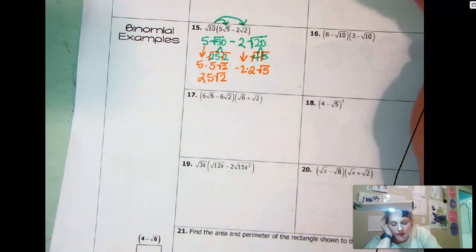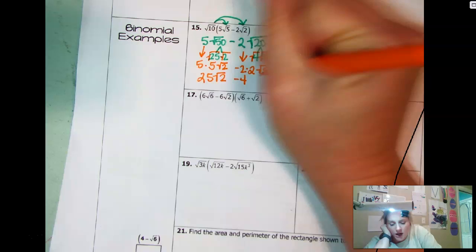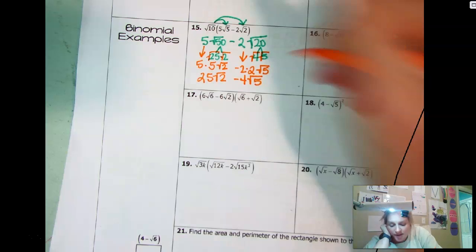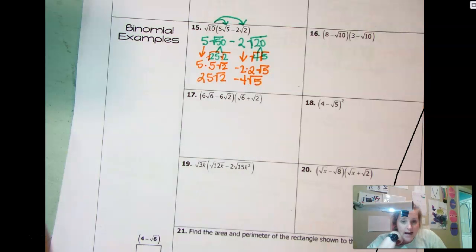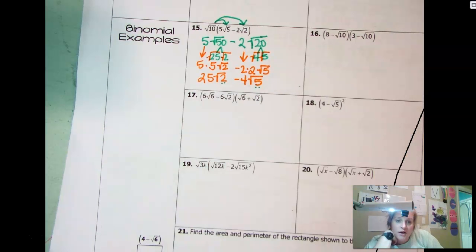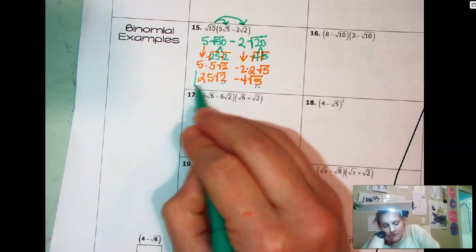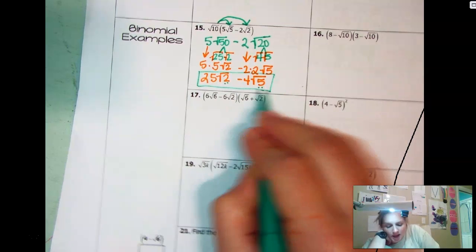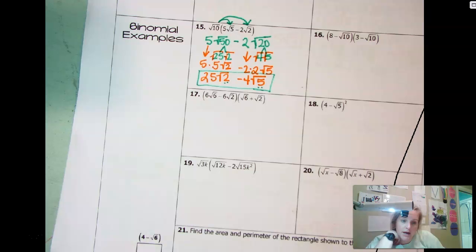Negative 2 times 2 is negative 4 square roots of 5. Now, this is subtraction, so it goes back to the subtraction rules. In order for us to subtract, they have to have the same number in the house. This has 2. This has 5. That is not the same number, so this is as far as we can go. That would be our answer.